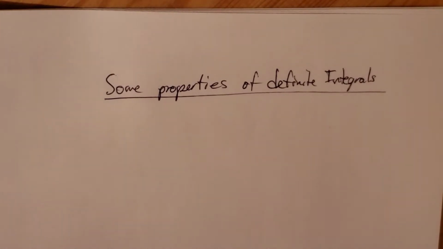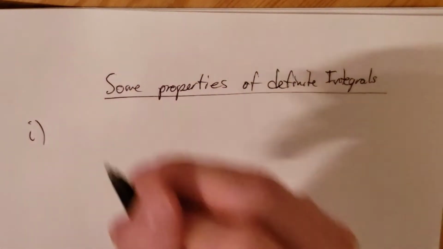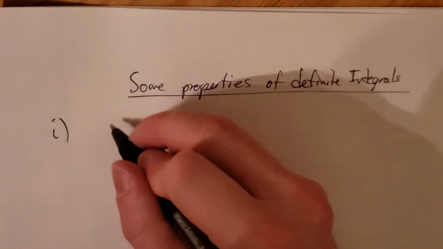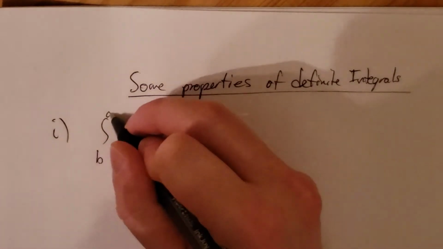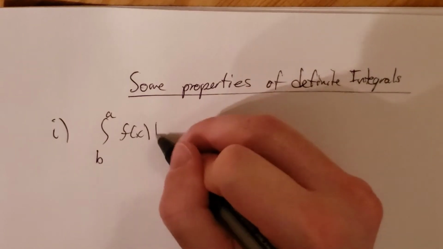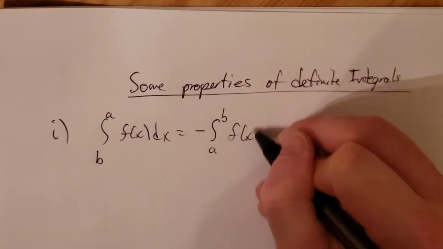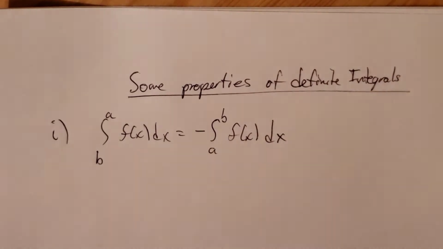In this video, we're going to look at some properties of definite integrals. So the first property that we are going to look at is that the integral from b to a of f of x dx is the negative of the integral from a to b of f of x dx. Now let's think about why that might be.